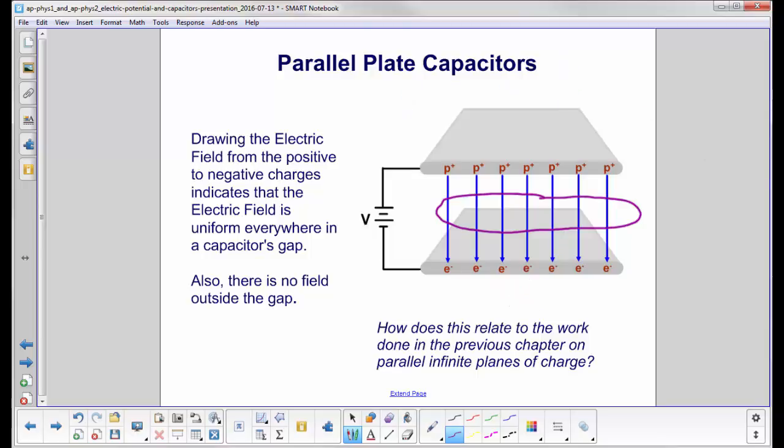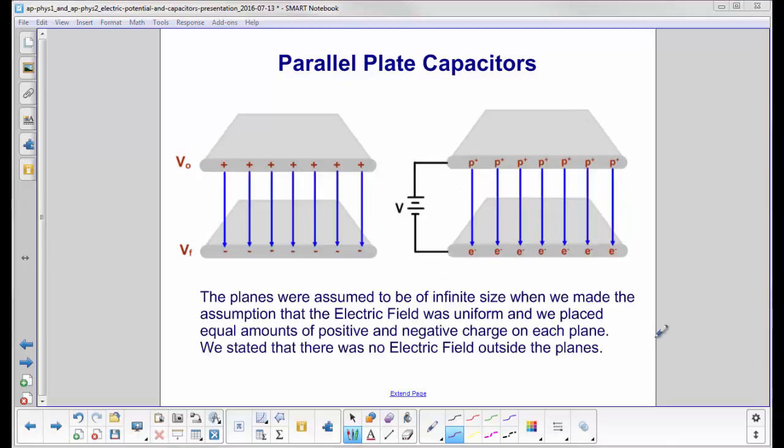How does this relate to the work done in the previous chapter on the parallel infinite planes of charge? Here's the drawing from the last chapter. These were two infinite planes. You can recognize the voltage symbols there. And we assumed that they were of infinite size, and that told us that the electric field was uniform between the planes, and also there was no electric field outside the planes. We are now making the same claim for this capacitor, which has a finite size.